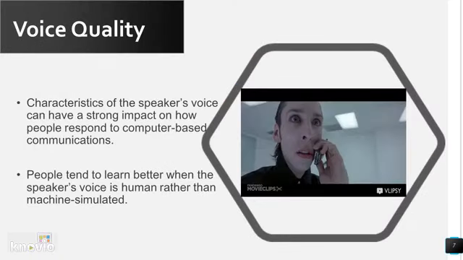Characteristics of the speaker's voice can have a strong impact on how people respond to computer-based communications. People tend to learn better when the speaker's voice is human rather than machine simulated.